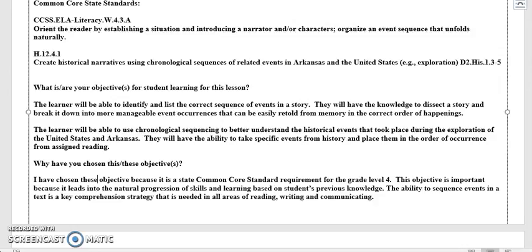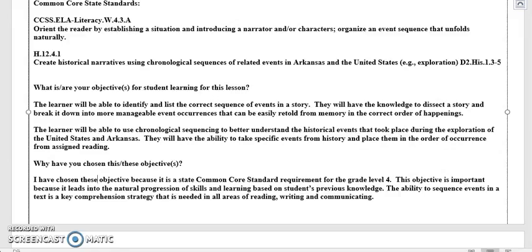What are the objectives for student learning for this lesson? The learner will be able to identify and list the correct sequence of events in a story. They will have the knowledge to dissect a story and break it down into more manageable event occurrences that can be easily retold from memory in the correct order of happenings.